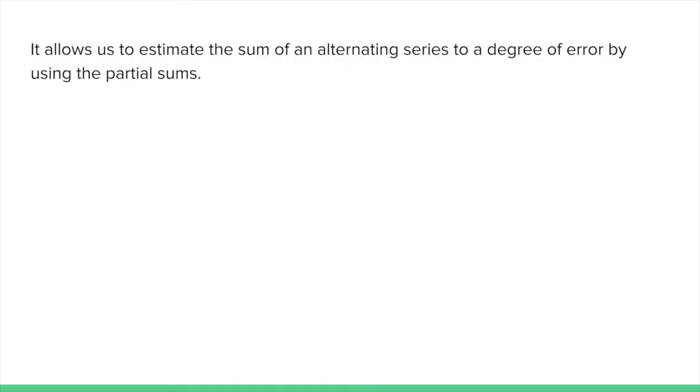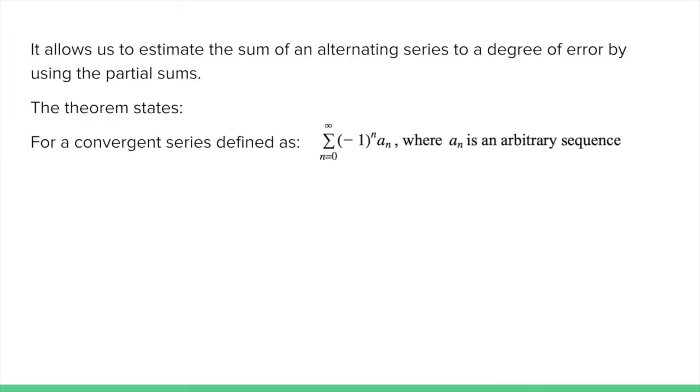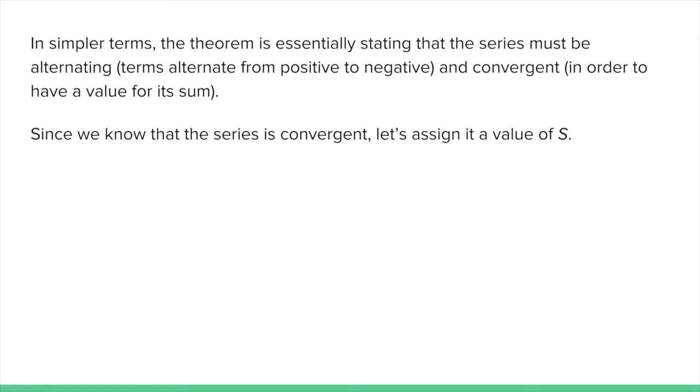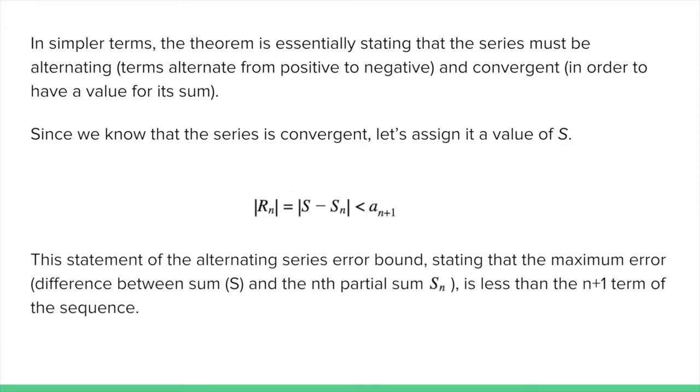It allows us to estimate the sum of an alternating series to a degree of error by using its partial sums. The theorem states that for a convergent series defined as the sum from n equals 0 to infinity of -1 to the n times a of n, with the sum s, the remainder between the sum and the nth partial sum is no more than the n plus 1th term of the sequence. Basically, the theorem is just stating that the series must be alternating and convergent, and because we know it's convergent, we know it has a real value for a sum, and thus we can assign it the value of s. Shown above is the actual statement of the alternating series error bound, stating that the maximum error, the difference between the sum and the nth partial sum, is less than the n plus 1 term of the sequence.